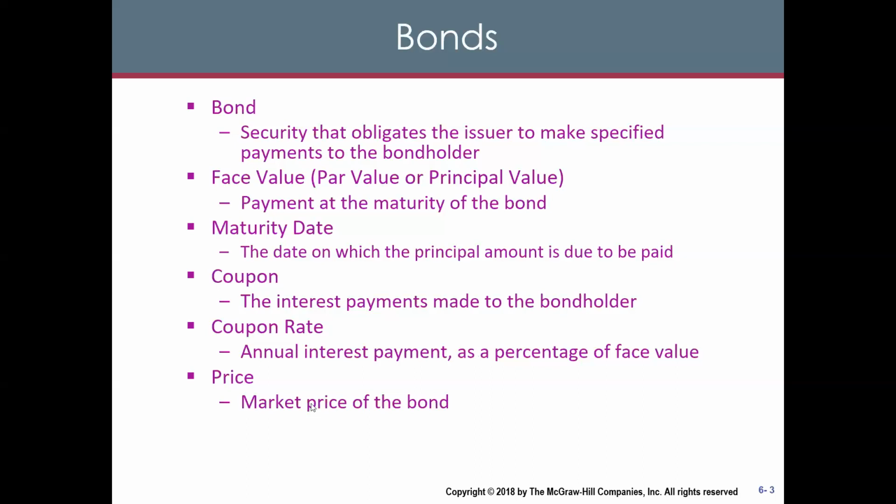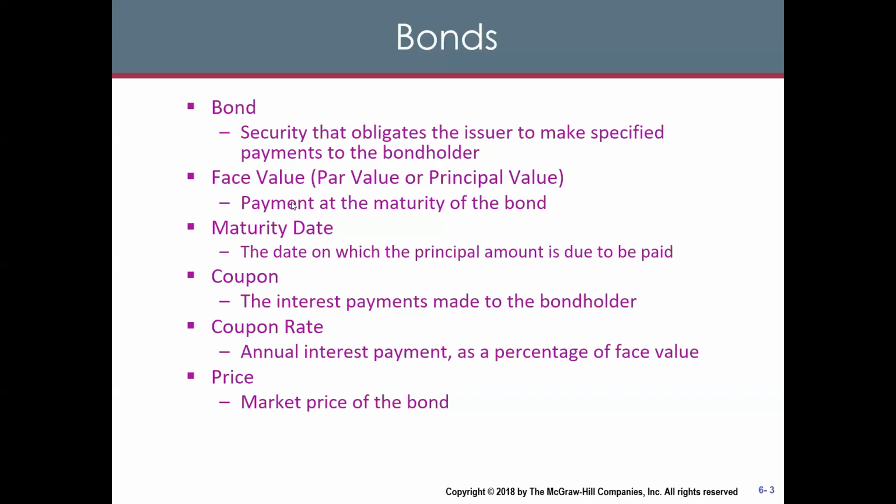Next is the coupon. The coupon is the interest payments made to the bondholder and is determined by the coupon rate. The coupon rate is the annual interest payment as a percentage of the face value. Say the face value is by default $1,000 and the coupon rate is 6%, then the annual payment is 6% times 1,000, which is $60.